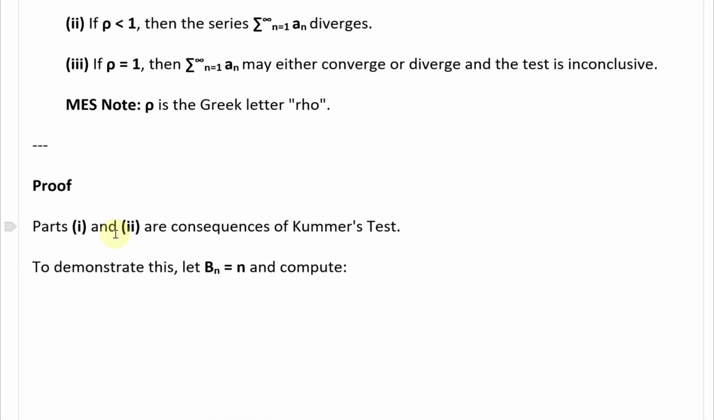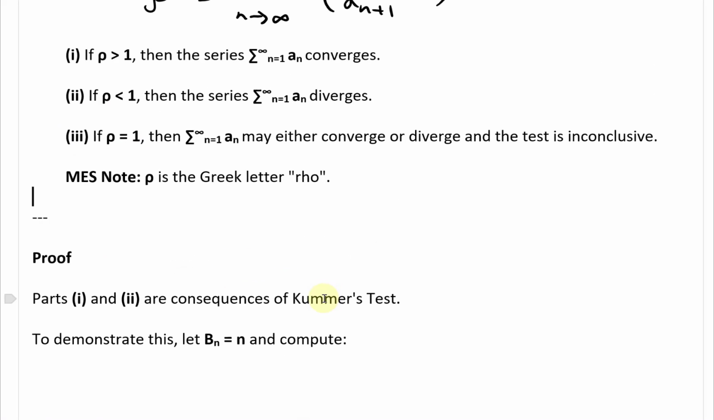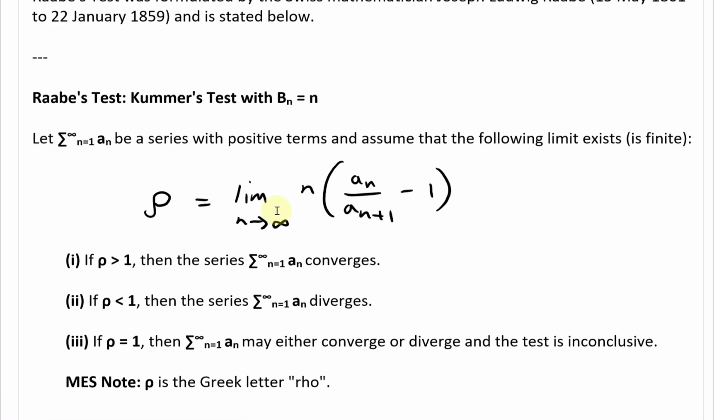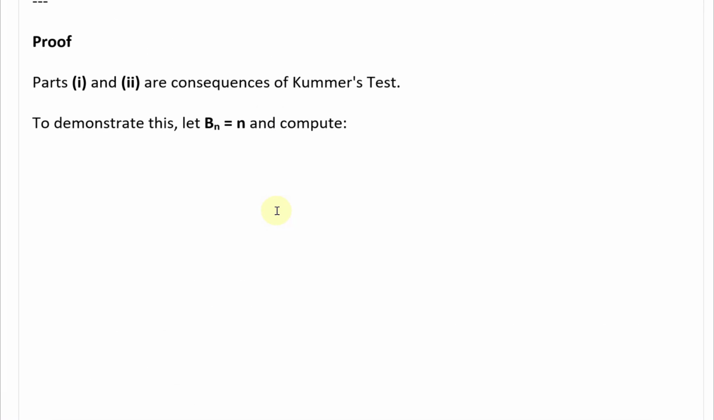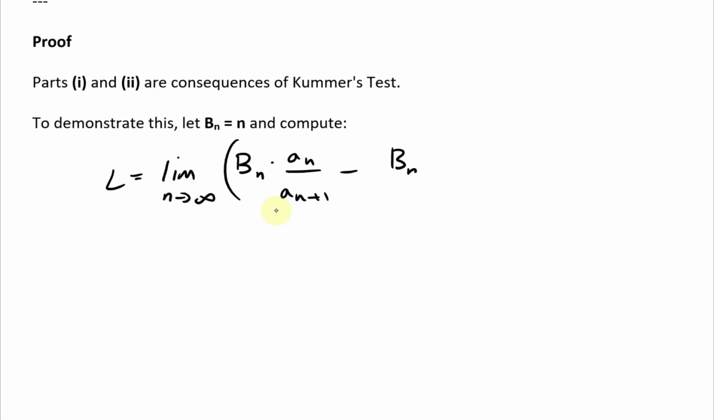So anyways, proof. Parts I and II, or 1 and 2, are consequences of Kummer's test. To demonstrate this, let bn equal n and compute. Using Kummer's test, we'll write L equals the limit as n approaches infinity. And now we're going to write the full Kummer's test: bn times an over an plus 1 minus bn plus 1. For our case, bn is n, so this is n plus 1.